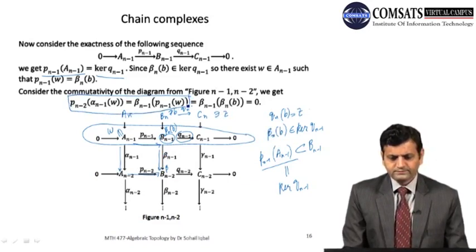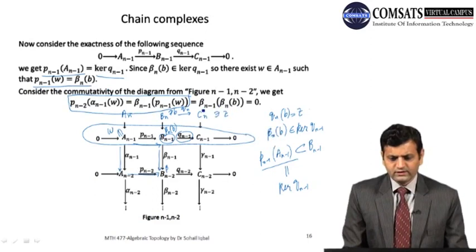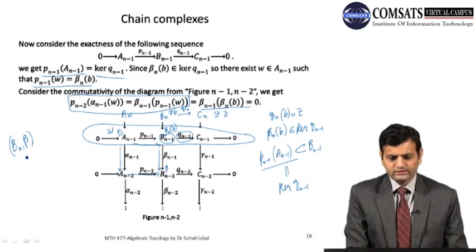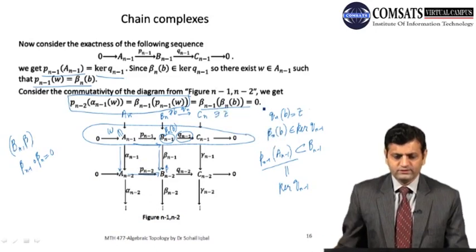Now Pn minus 1 of w is equal to βn of b, which we are using over here. Now this is equal to 0 because this B star with these βs, the maps, is a chain complex. Being a chain complex implies that the composition βn minus 1 after βn is 0 for each and every integer n. This is the condition that we impose on chain complexes. So that's why βn minus 1 of βn of b is equal to 0.